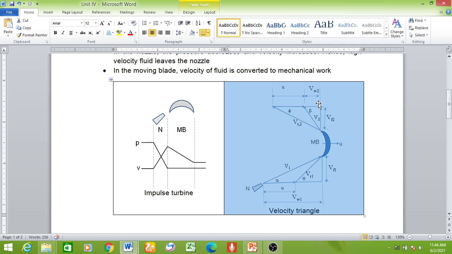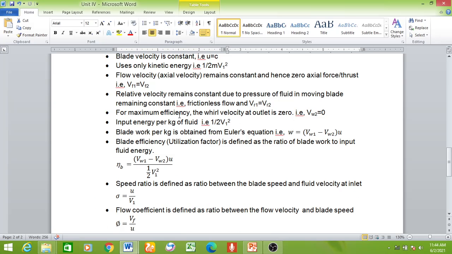I cannot make Vf2 as 0. If I make Vf2 0, the fluid will not flow, and the machine is said to be stalled or choked. So there is no flow condition. In order to avoid that, and to get maximum efficiency, at the maximum V2 can be made equal to Vf2. At that condition, beta will be 90, the whirl component at outlet will be 0, and correspondingly the efficiency will be maximum. So that is one more condition you have to understand.